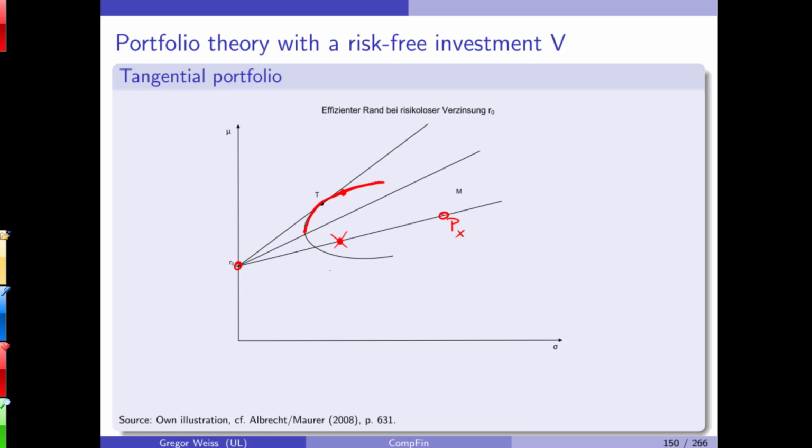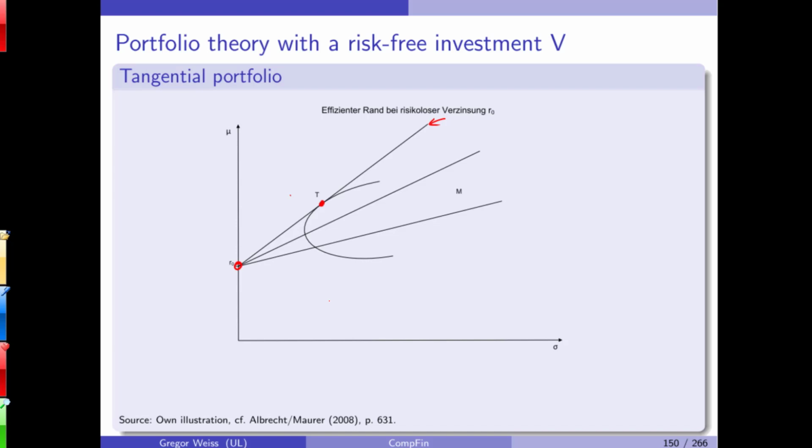So yes, we can combine the risk-free investment and the stock portfolio, but why should we? Because we can still use this portfolio on the efficient frontier, and it would give us a higher expected return at the same price, at the same risk. And if you now do this over and over again, you will see that at some point you will get this line here. And you will get this point here. This is the tangent portfolio.